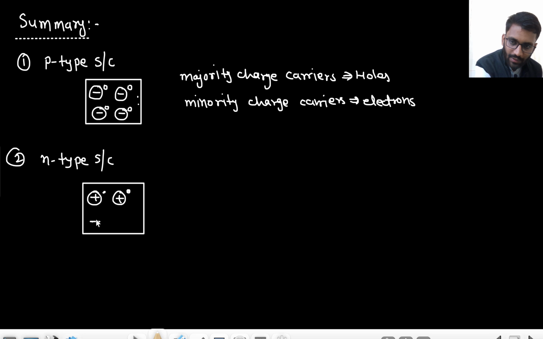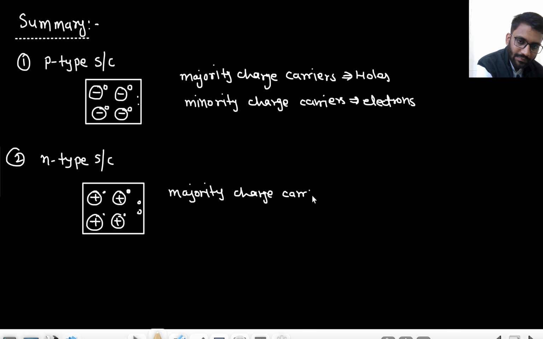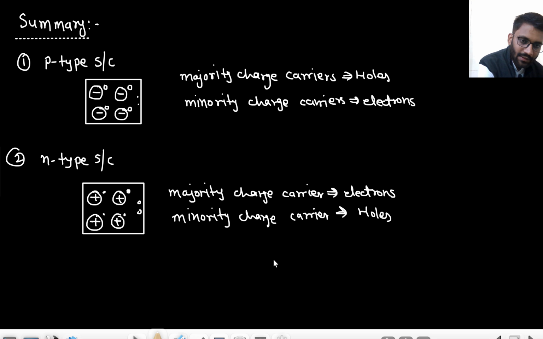This is electron. Okay, electron will give you electron. What are majority charge carriers? Those are electrons. And what are minority charge carriers? Those are holes.